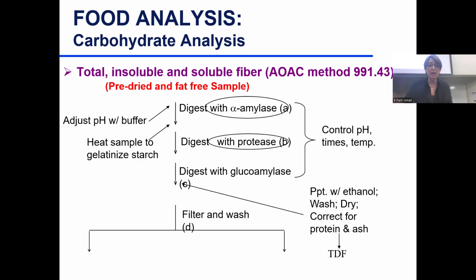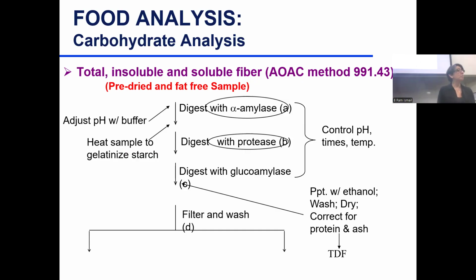You add ethanol, you wash, you dry, but you might still have residual salts, residue basically, that stayed on top of the fiber. So in order to get the correct percentage of total dietary fiber, you measure protein and ash in this fraction that you dry and subtract that from the mass. Questions?